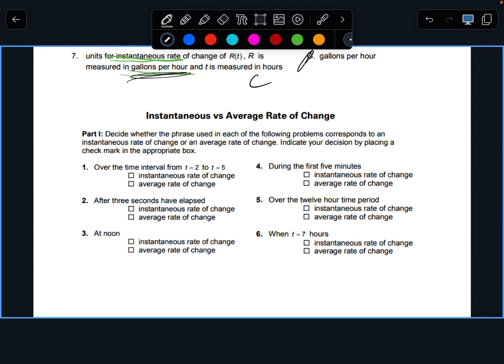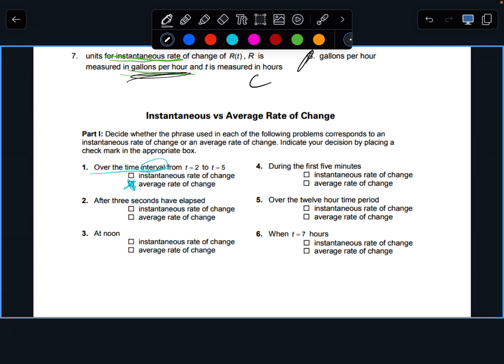So number one, I think, gives it away a little bit because they're saying legitimately over a time interval. They're actually saying like an interval, like in between. So if we're doing in between, that's average rate of change, right?